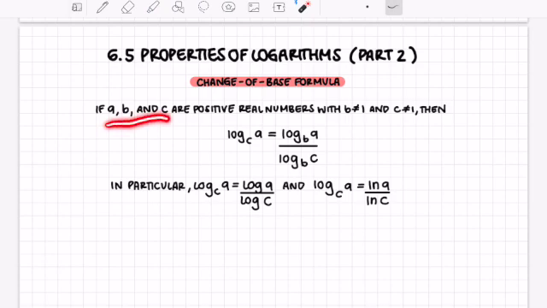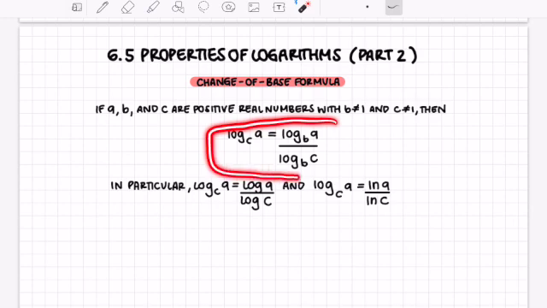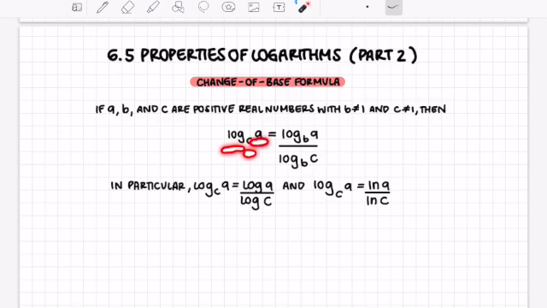If we have a, b, and c that are positive real numbers, where our b value is not equal to 1 and our c value is not equal to 1, then we have the following formula. If our log has a base of c of a, then I could separate it, where a would go in the numerator as log base b of a, and our base is going to be my denominator, log base b of c.